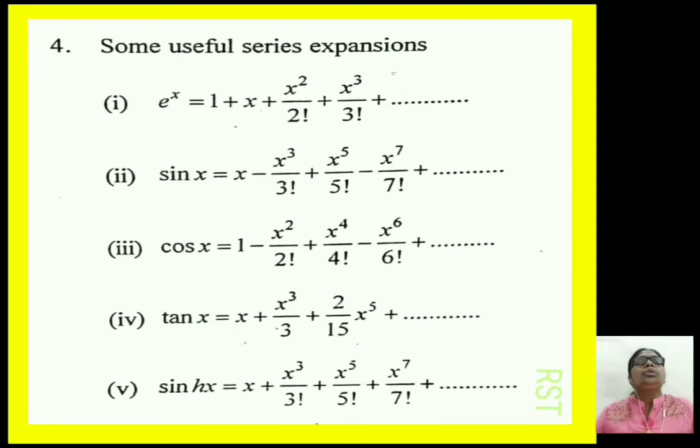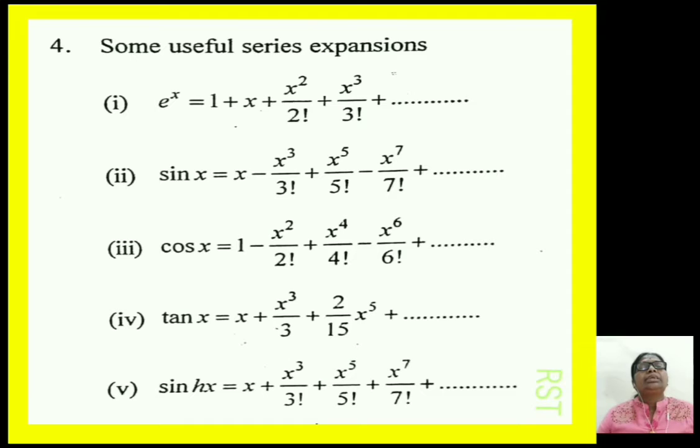Now consider some useful series expansions. First expansion is e raised to x. E raised to x equal to 1 plus x plus x square upon 2 factorial plus x cube upon 3 factorial plus dash dash dash. Second expansion is of sin x. Sin x equal to x minus x cube upon 3 factorial plus x raised to 5 upon 5 factorial minus x raised to 7 upon 7 factorial plus dash dash dash. That means alternate plus and minus sign.